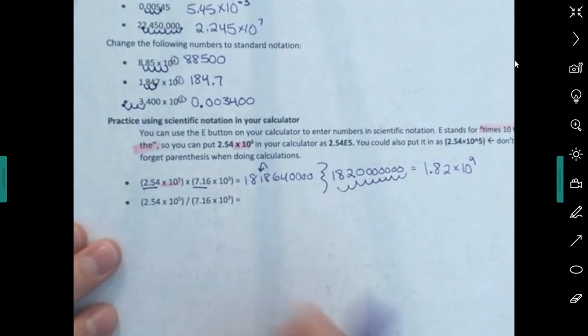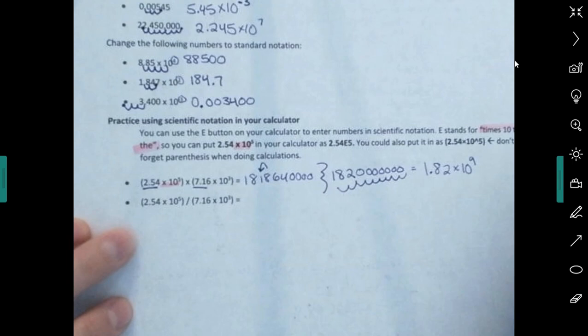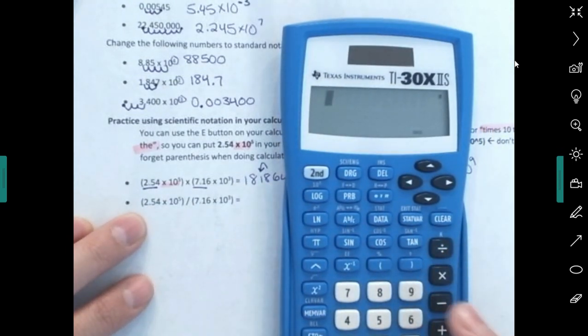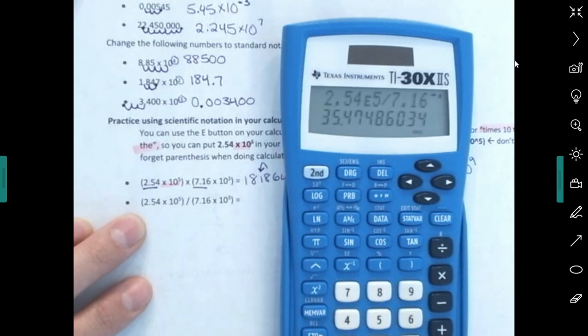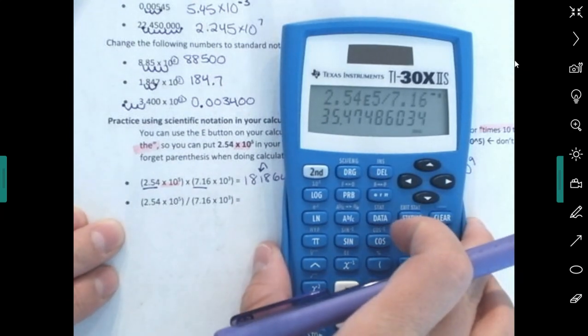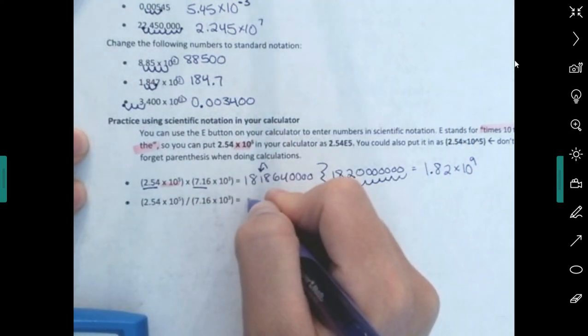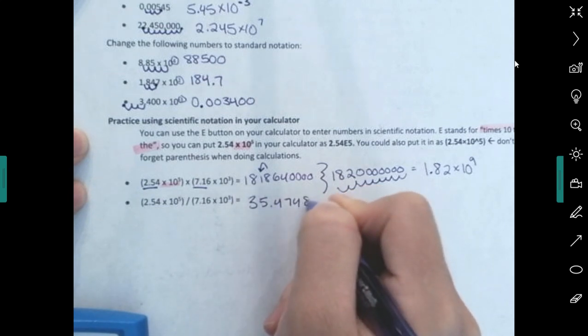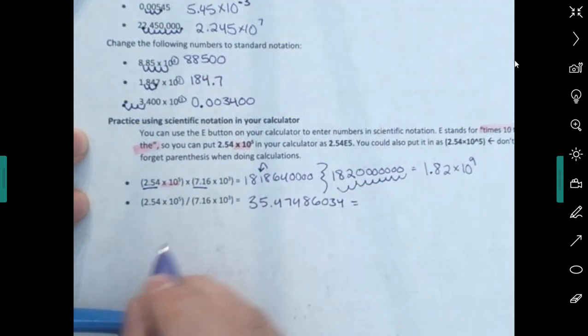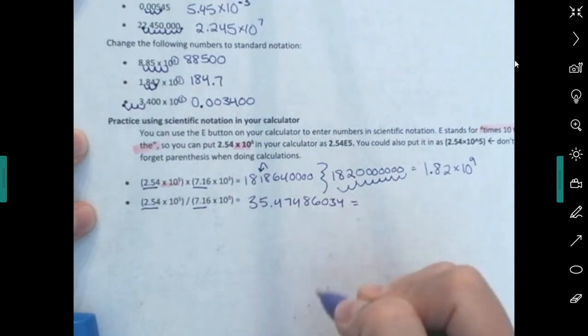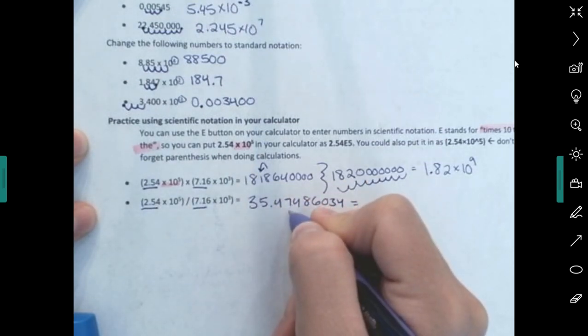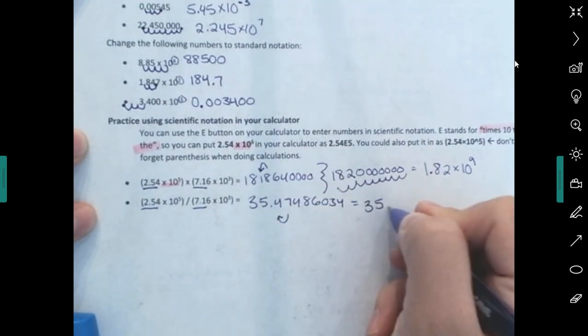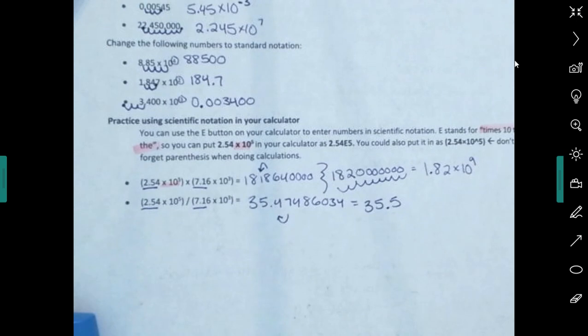All right, let's do one more and then we'll be done. We're just going to divide the numbers now. So I got 2.54 E5, and then I'm going to divide by 7.16 E3, and I get this number here, 35.47486034. And then, let's see, I have 3 sig figs here, 3 sig figs here. I need to round to 3 sig figs. So, look at the 4th one over. The 4th one is a 7. That's going to bump that up. So, it's going to be 35.5. That would be my final answer.